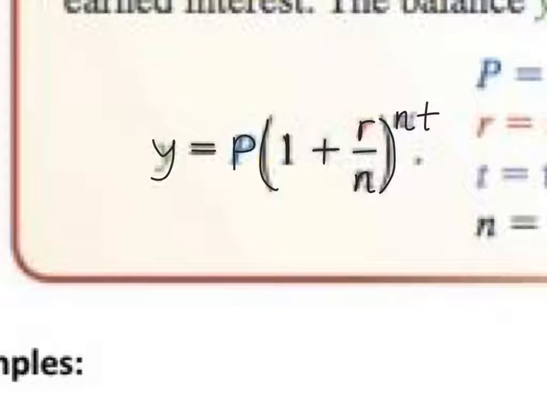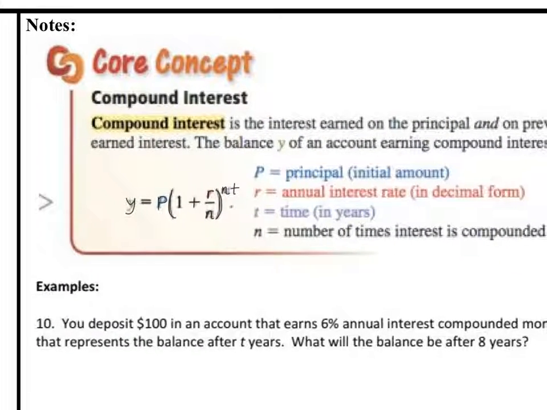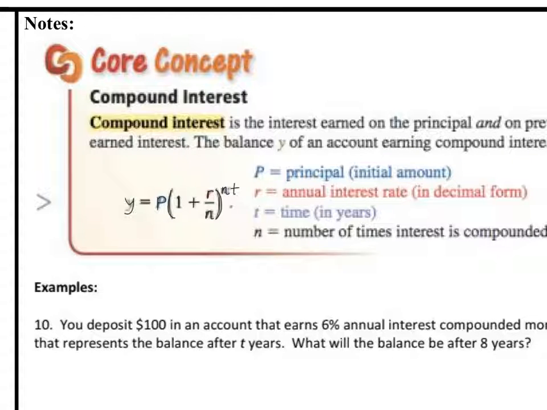So look on the side, and you've got what it stands for. P is where it starts, the initial amount. R is the annual interest rate in decimal form. T is time in years. And then N is the number of times interest is compounded in a year.